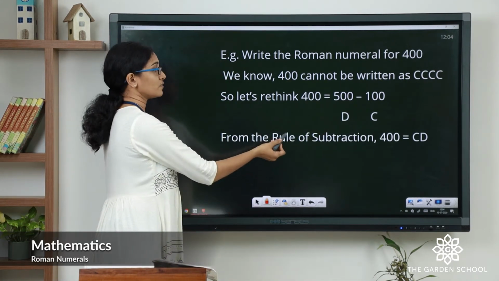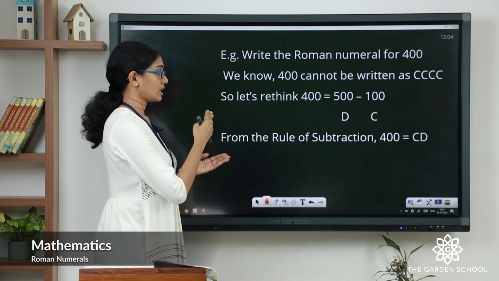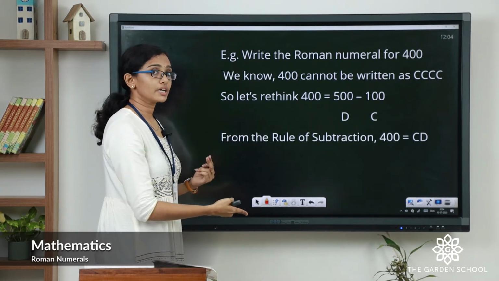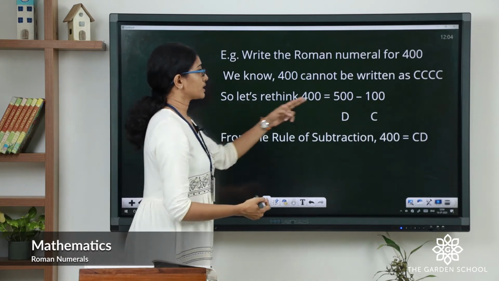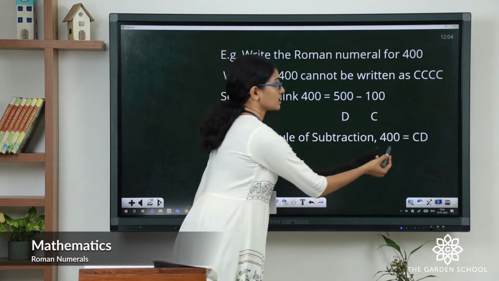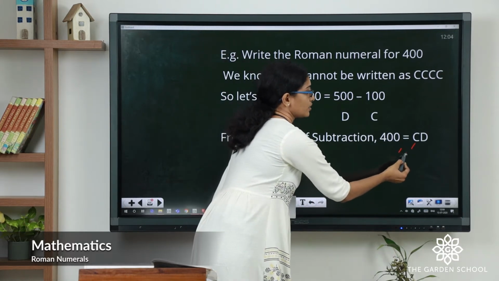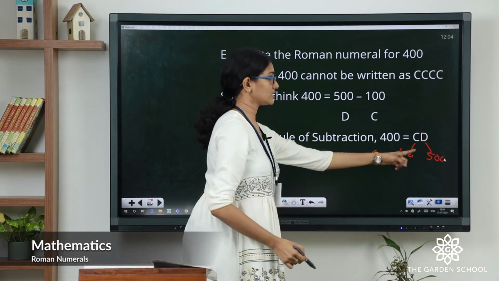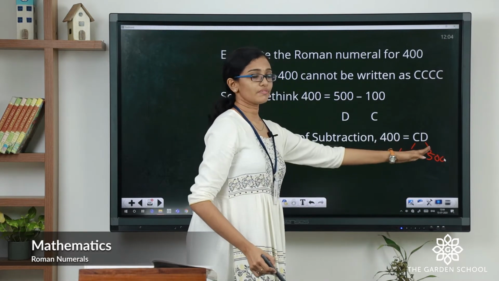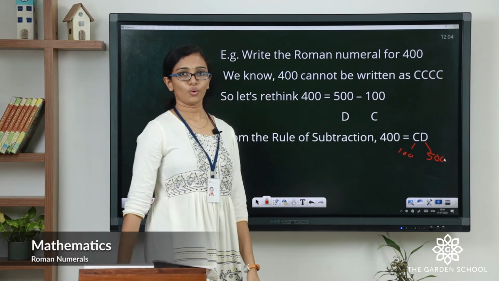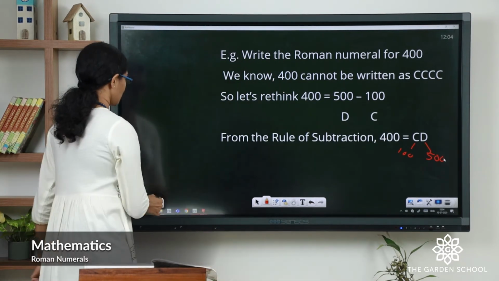So from the rule of subtraction, if a smaller numeral is written to the left, we subtract that from the bigger numeral. So from that rule, we can write 400 as CD. This is the smaller numeral 100 and this is the bigger numeral 500. Since this is on the left, the equivalent value is taken as 500 minus 100, 400. I hope this is clear to you.